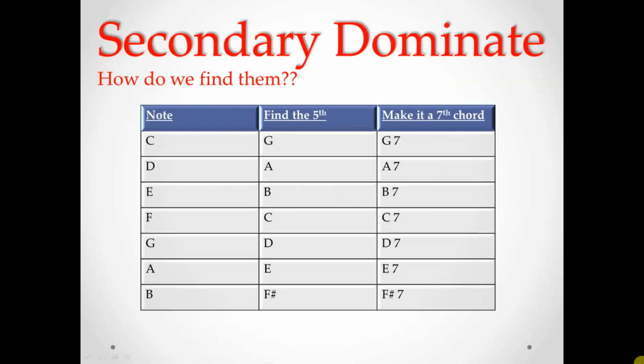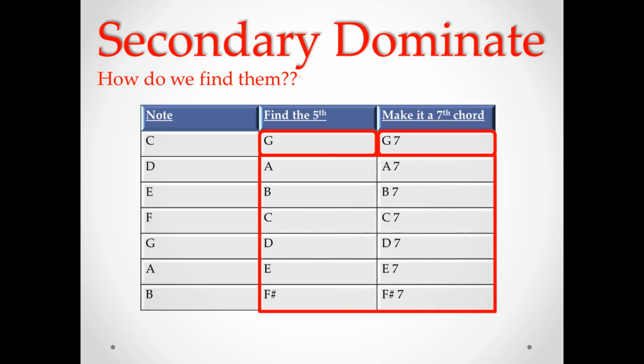So let's find some secondary dominants. We're going to start with C. A perfect fifth up from C is G. We're going to take that G, make it our root note, and make a G7 chord with the G as our root note. We can also do that for the rest of the notes in the C major scale, finding the fifth and making it a 7th chord.